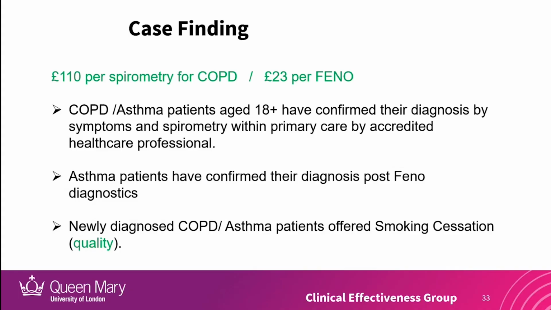So firstly, for respiratory, you have your case findings. So these are case finding patients to see if they have COPD or asthma. Then it's about you confirming these diagnoses. So if you confirm the diagnosis through spirometry for COPD, you would receive £110. And if you confirm the diagnosis post a pheno diagnostic test, then you will receive £23 per pheno. So these are for newly diagnosed COPD or asthma patients. And then they should also, for quality, be offered smoking cessation for this.